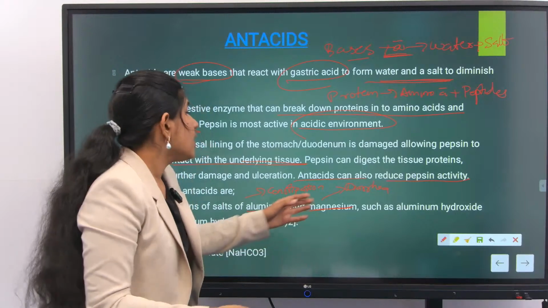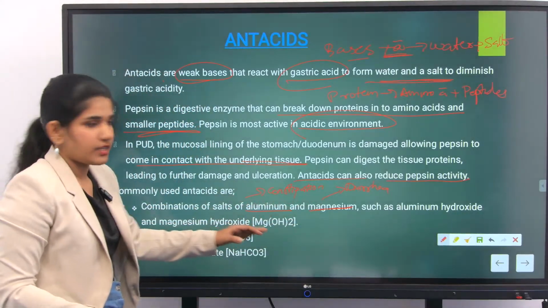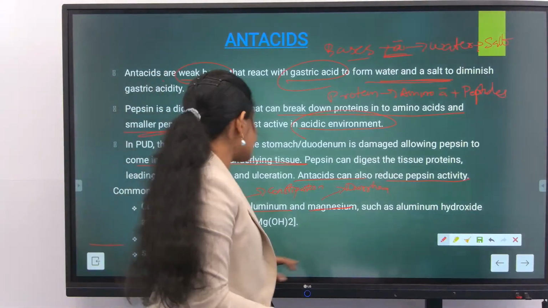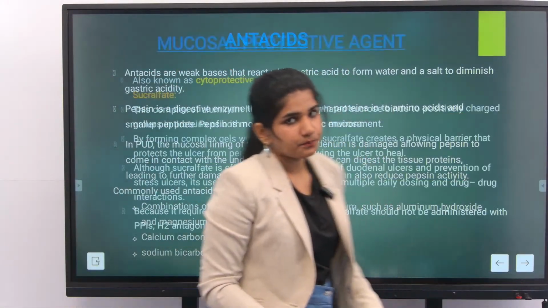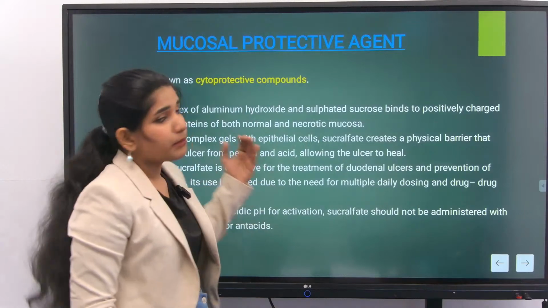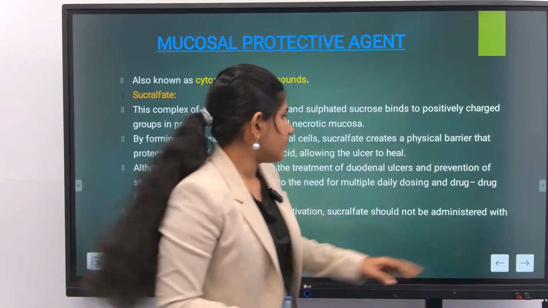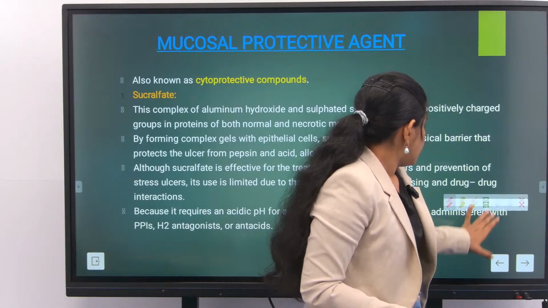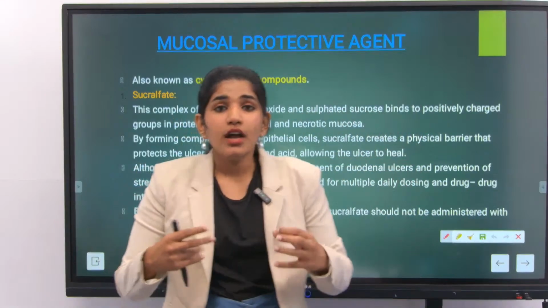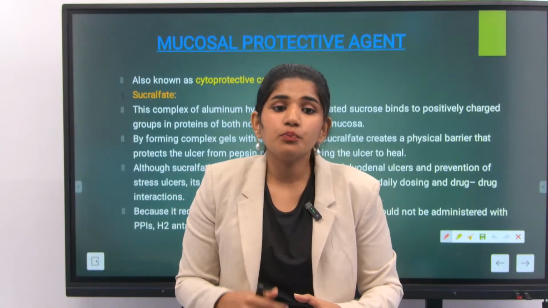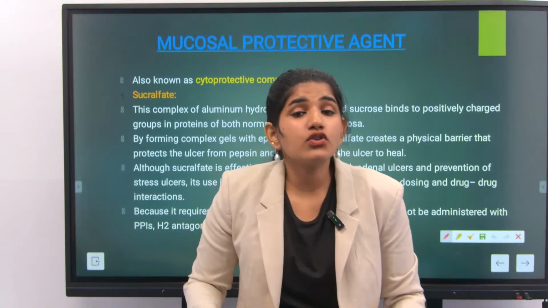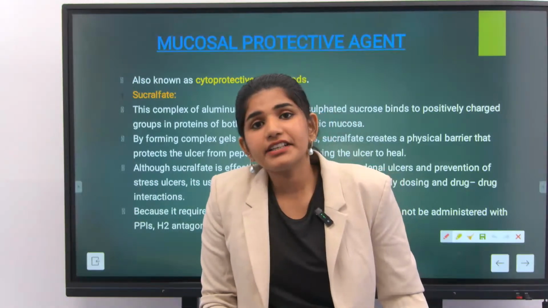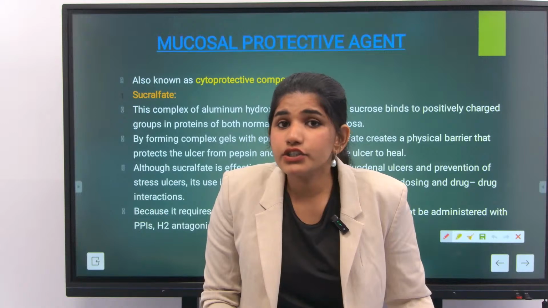That's an antacid: aluminium hydroxide and magnesium hydroxide. Then calcium carbonate is an antacid, and sodium bicarbonate, NaHCO3, is also an antacid. Next is the mucosal protective agent. What is a mucosal protective agent? As the name says, it helps to protect our mucosa. That's why they are also known as cytoprotective agents.